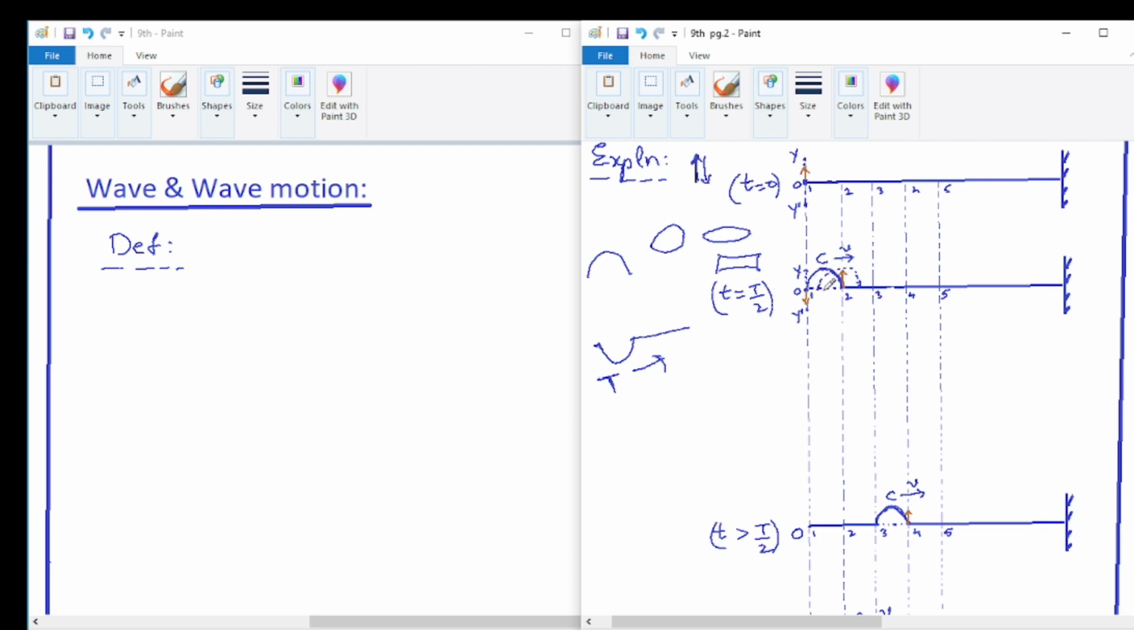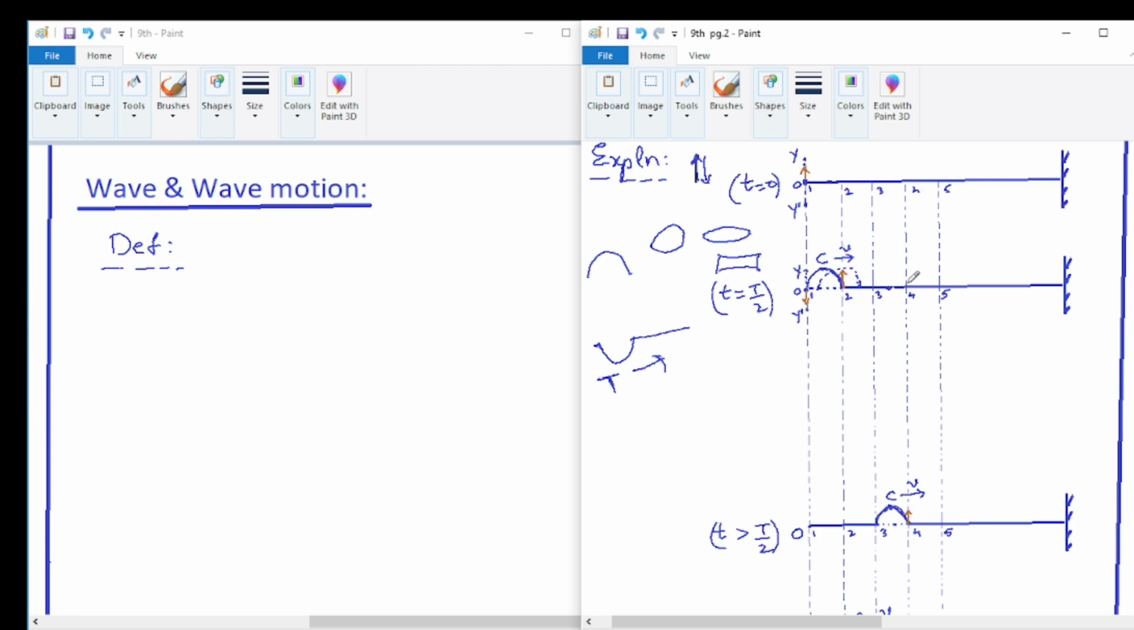Now the crest is advancing forward, that means it's coming like this. Then what about the particle at the center of the crest? Earlier, when the crest had not yet reached here, the string was undisturbed. So this particle at the center of the crest, between particles 3 and 4, the midpoint, was at its mean position. Mean position means the position of rest.